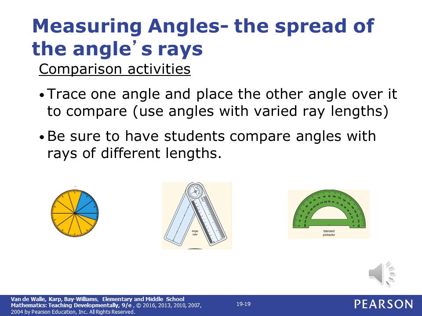To help students conceptualize the attribute of the spread of the rays, 2 angles can be directly compared by tracing one and placing it over the other so that they can see the more spread out these 2 rays are, the greater the degree measure of the angle. You want to be sure to have students compare angles with rays of different lengths, because the lengths of the rays do not affect the spread of the angles, because they have to remember that these rays, even though they're not drawn on infinitely, do go on infinitely.